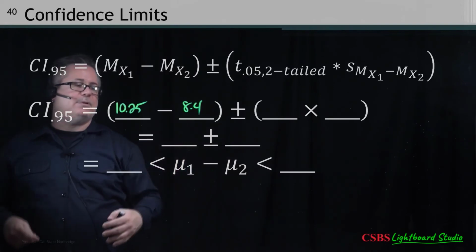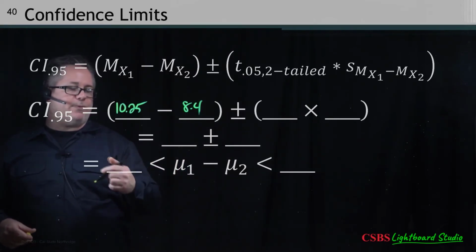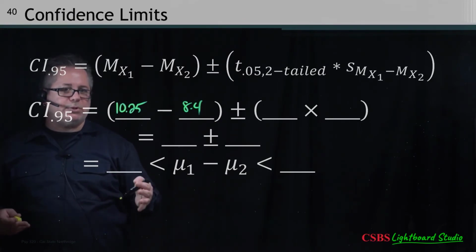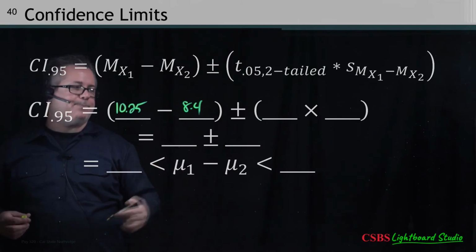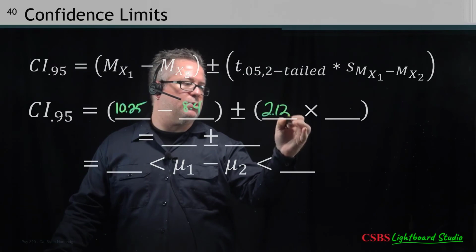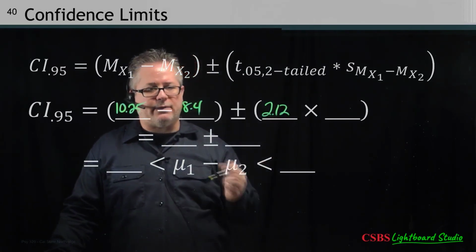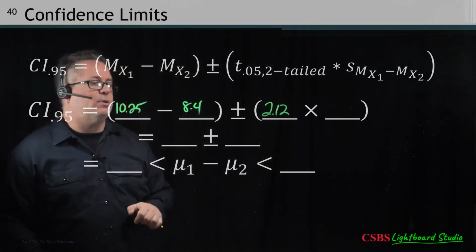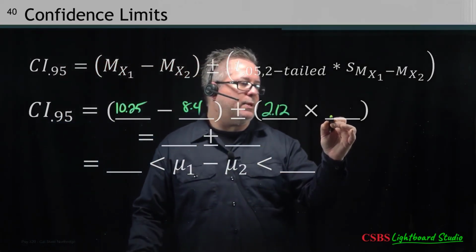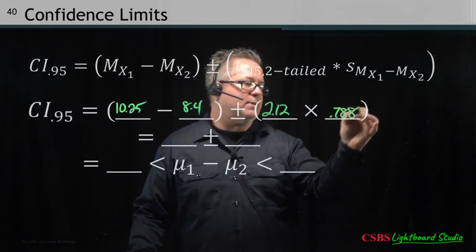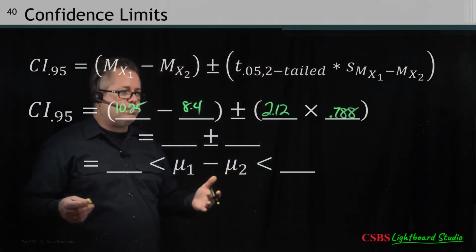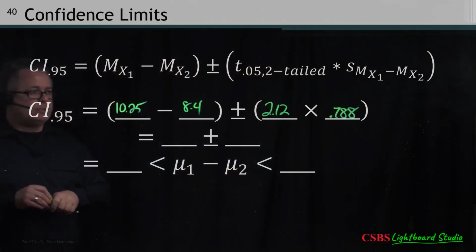I want it to be two-tailed, so I need the two-tailed value, which from a couple slides ago was 2.12, or 2.1199. So 2.12 is my two-tailed t value from when I was doing the two-tailed version. And I know that this is 0.788, our standard error that we calculated a couple slides ago. So I have those numbers, and I can just plug them in: 2.12, 0.788.